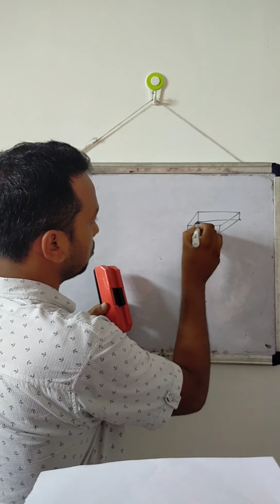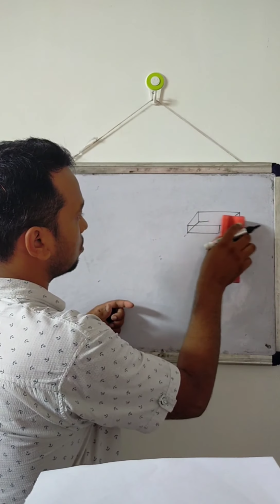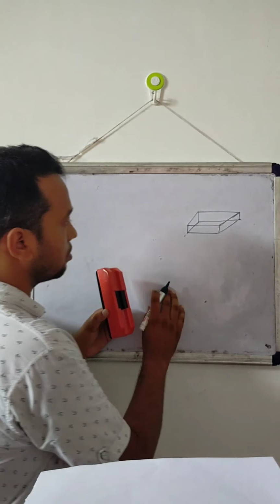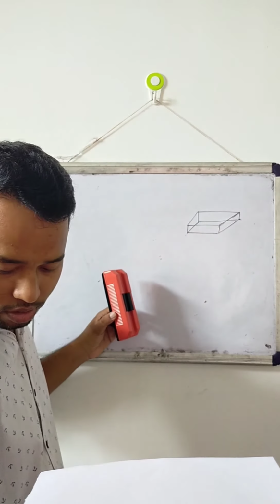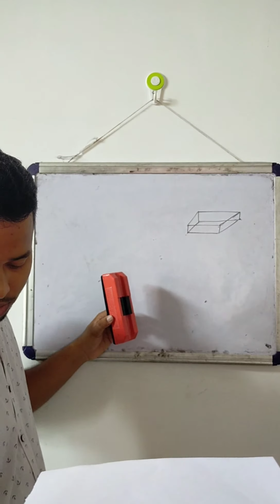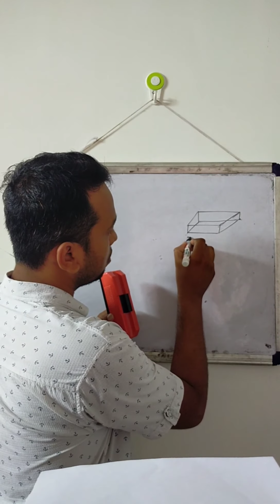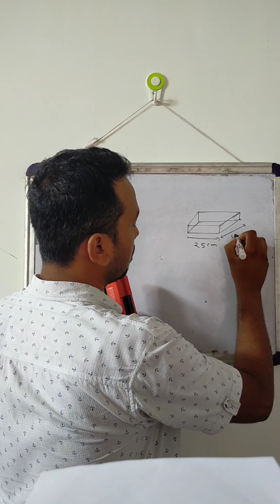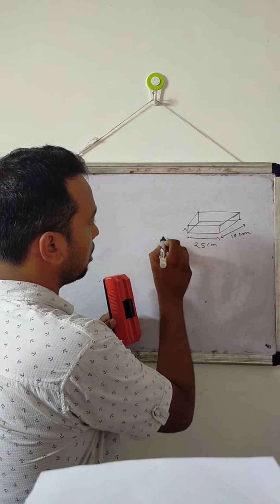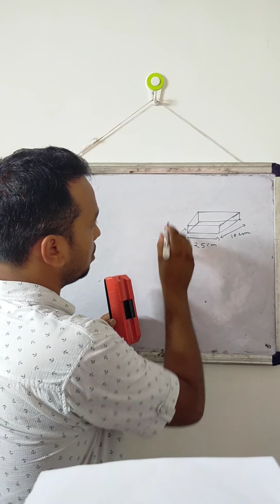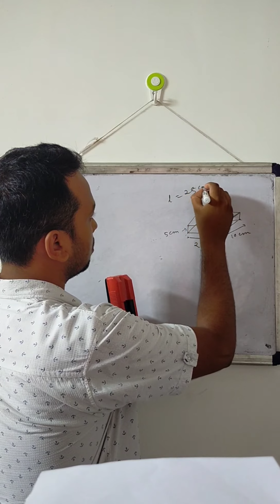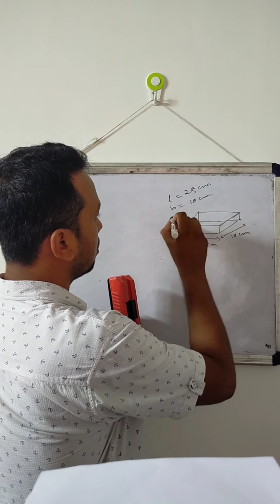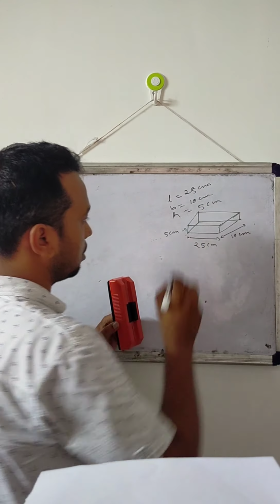This is the brick, suppose. Suppose its dimension is: this is 25 centimeter, this is 10 centimeter, and this height is 5 centimeter. That means length is 25 centimeter, breadth is 10 centimeter, and height is 5 centimeter.